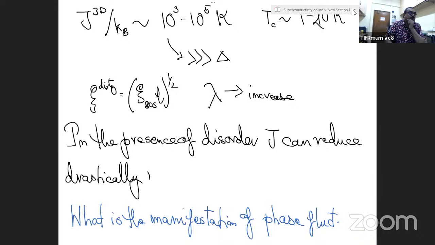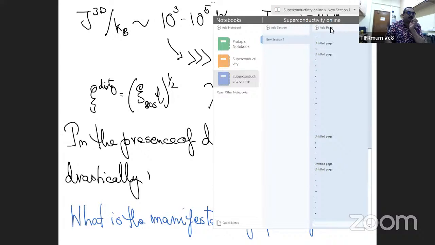Okay, so having set up the energy scale J, now let's try to see, at least phenomenologically within a toy model, what does phase fluctuation do? So we'll look at the manifestation of phase fluctuation.